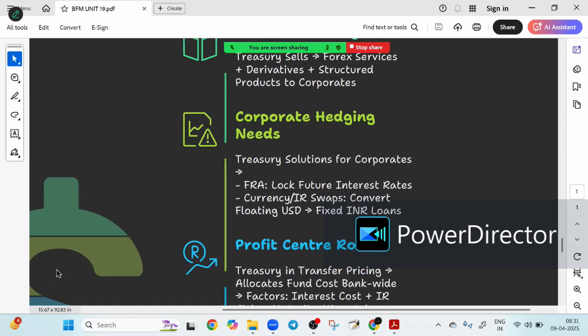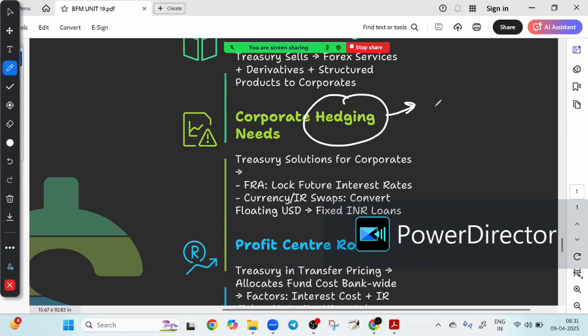Then we have corporate hedging needs. What does it mean? Treasury provides hedging solutions that protect corporates from market volatility. If you need to lock in an interest rate, then use FRA, the forward rate agreement. We have already talked about it. If you want to manage currency exposure, go for swaps or go for options. It's all about converting uncertainty into clarity, right? That is called corporate hedging needs. The tools I told you: forward rate agreement, swap, and options.